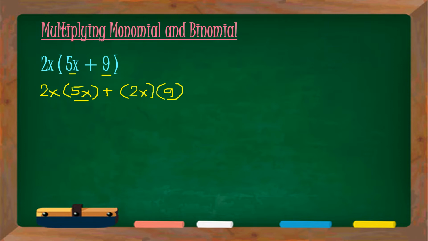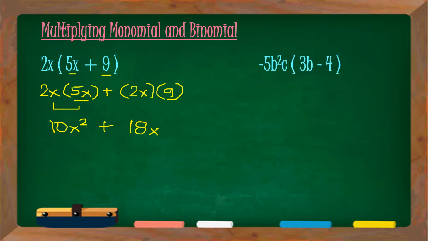Okay, then let's proceed with multiplication. So 2x times 5x is 10x to the second power. Then positive times positive is positive. Then 2 times 9 is 18. Then bring down lang natin yung variable x. So our product is 10x to the second power plus 18x. Okay, next example. We have negative 5b squared c times 3b minus 4.